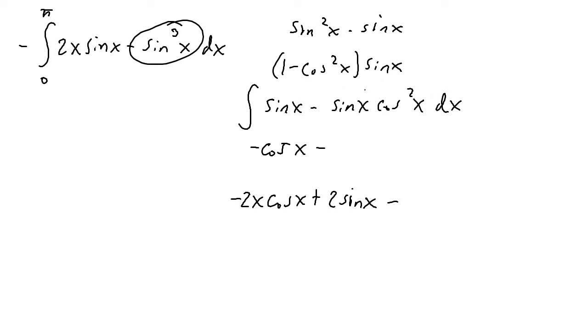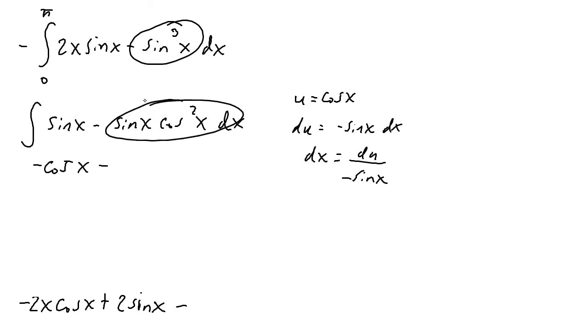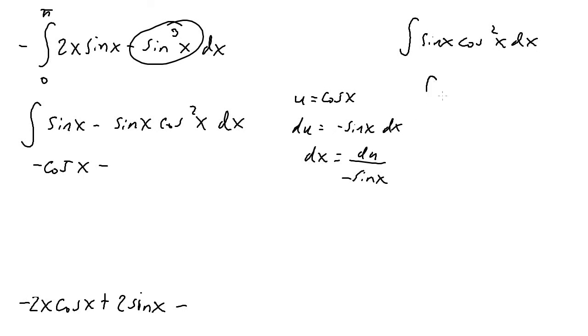I can use u substitution. So I'm going to go ahead and make u equal to cosine x. So then du equals negative sine of x dx. So then dx, if I isolate, will be du over negative sine x. If I go ahead and plug that back into the integral, I'm actually going to rewrite the integral of sine x times cosine squared x dx. If I plug that back into the integral, we get the integral of sine of x times cosine squared, so that's going to be u squared, times dx, which is du over negative sine x.